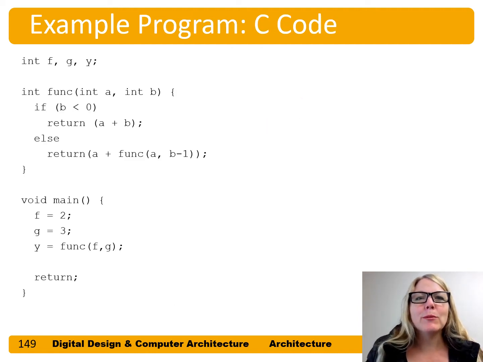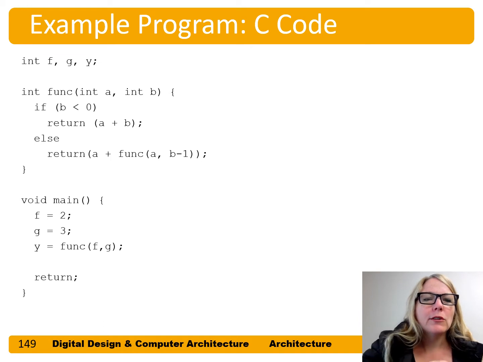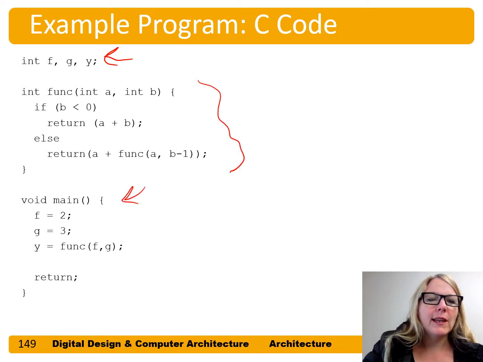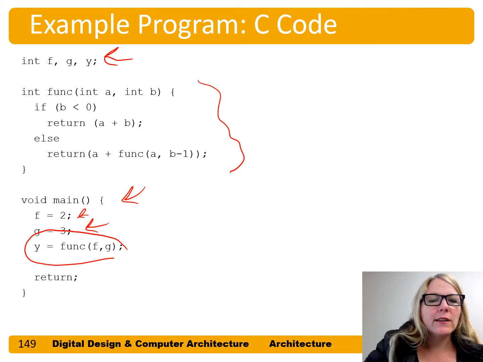So let's look at an example program and follow it through all stages of compilation and then loading and running the program. So here's an example program. This one's written in C code. We have some global variables, F, G, and Y. And then we have a function that returns an integer. And we have the main function, which assigns 2 to F, 3 to G, and then calls func with those operands, F and G, and then returns.